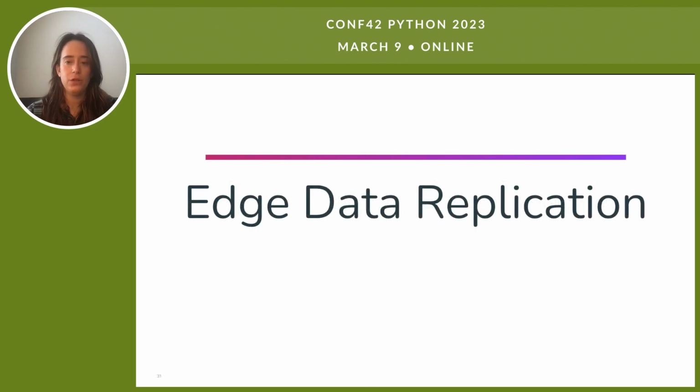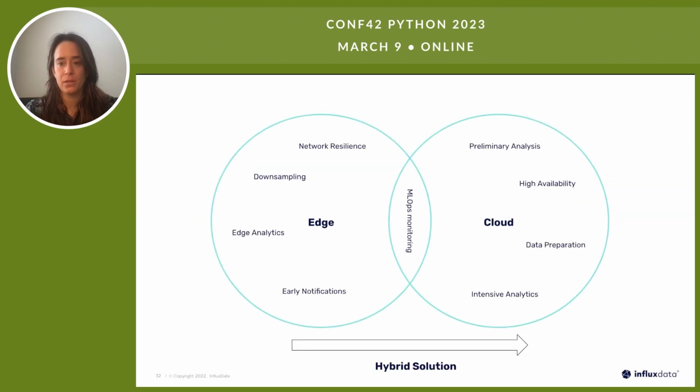But now let's talk about edge data replication. Edge data replication is the process of replicating data from an edge instance of OSS to cloud using the edge data replication tool. So what are the advantages of edge data replication? Well, the first is that you reduce bandwidth costs of sending high fidelity data to the cloud. And it also has network resilience for intermittent failures and connectivity to the cloud.